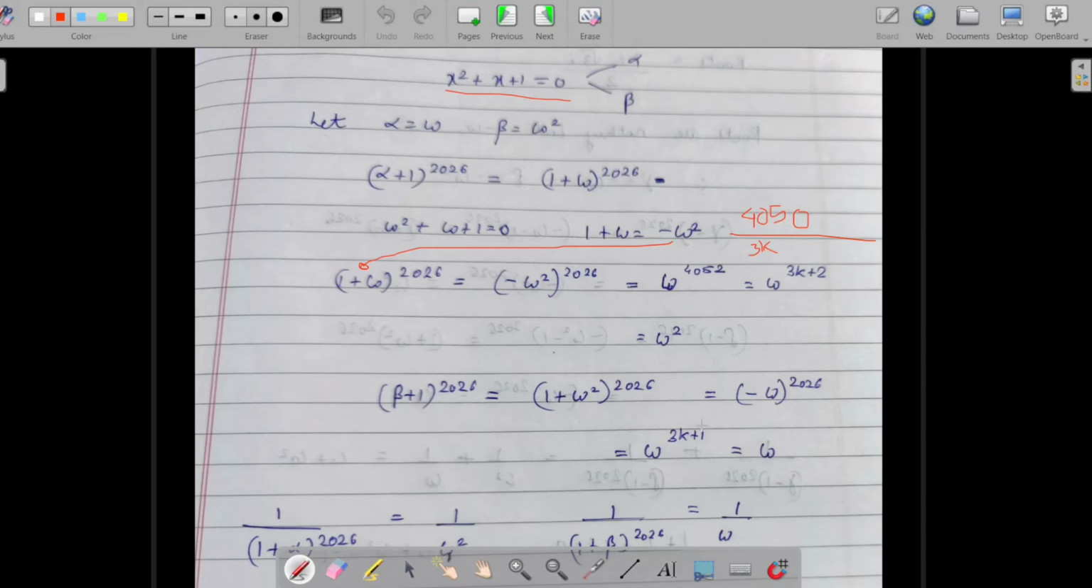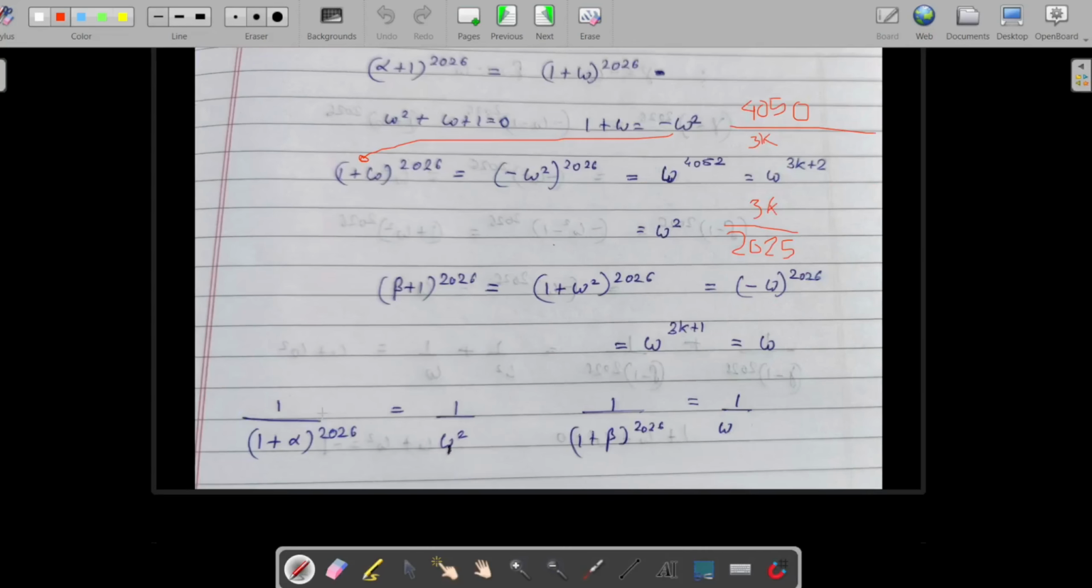Again, it will be of the form omega raised to the power 3k plus 1, because this value 2025 is divisible by 3, so this is of the form 3k. And so we have only one left after this. When we divide 2026 by 3, the remainder will be 1. So this is basically of the form omega raised to the power 3k plus 1, which is nothing but omega.